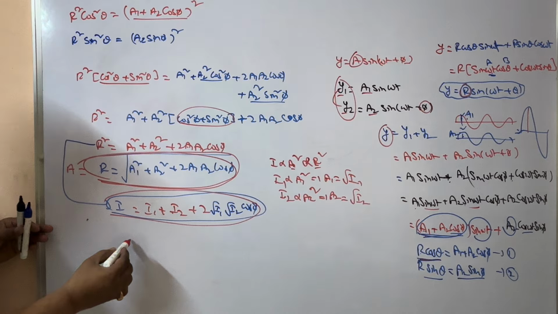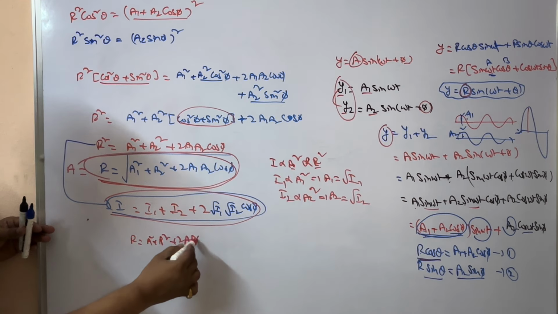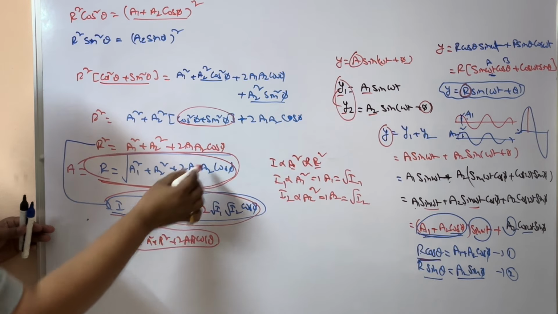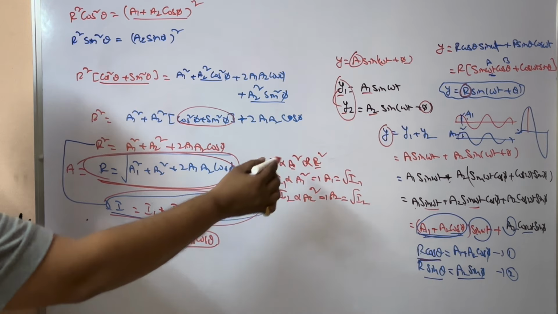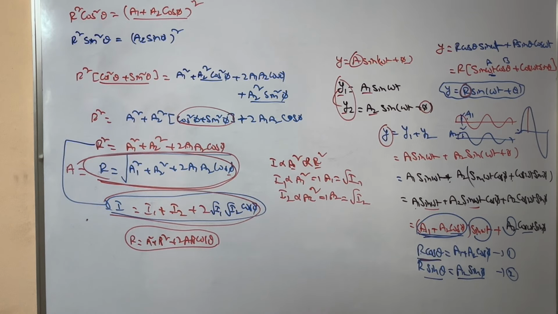In first year also we had the resultant formula A square plus B square plus 2AB cos theta. The same formula you are going to get. Here phi is the phase difference between these two waves. From that, how we will get maximum and minimum, we will see in our next class.